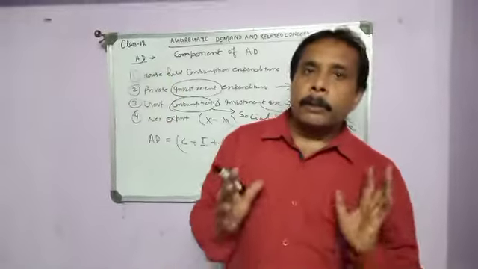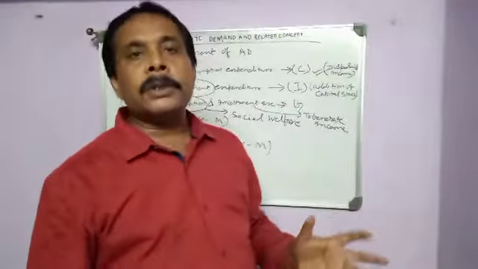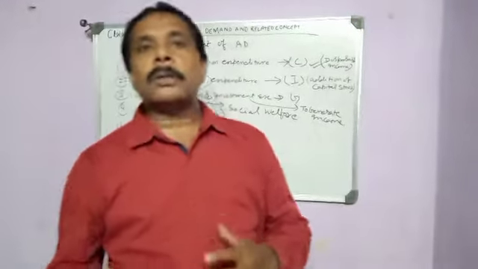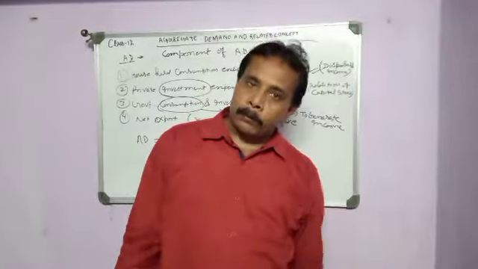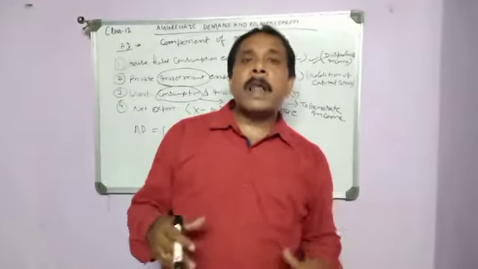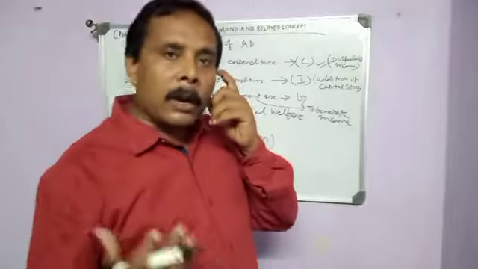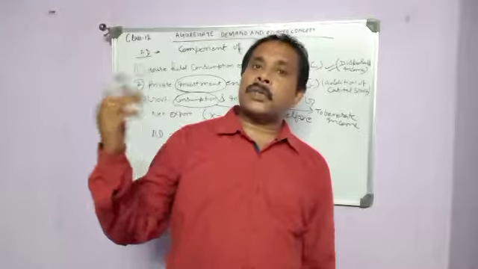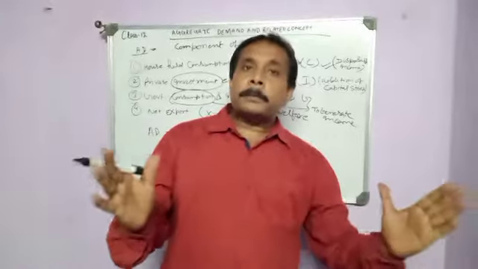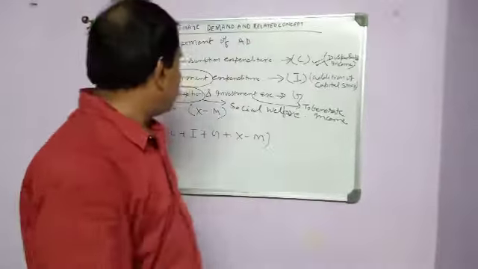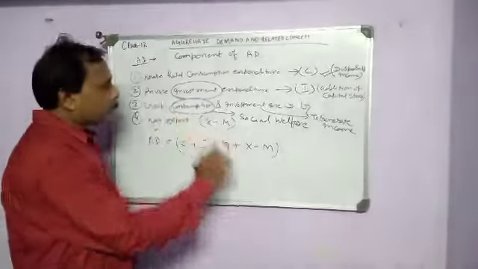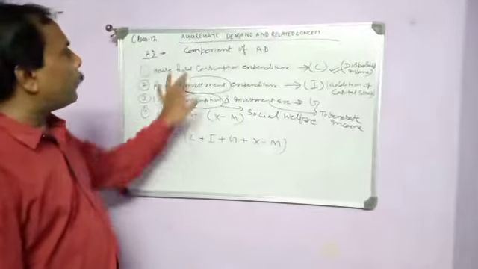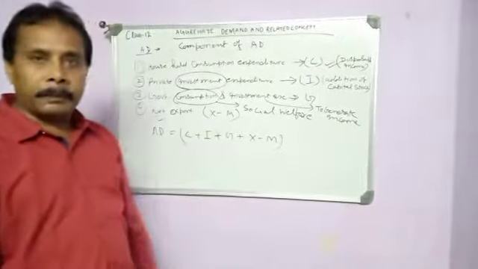And next is net export, that is exports minus imports. Whatever production is done is not consumed only by domestic people. Some part of it is also exported to the rest of the world. And whatever requirements we have, we also import goods from the rest of the world. So the difference between exports and imports is known as net export. Basically these are the four main components of aggregate demand.